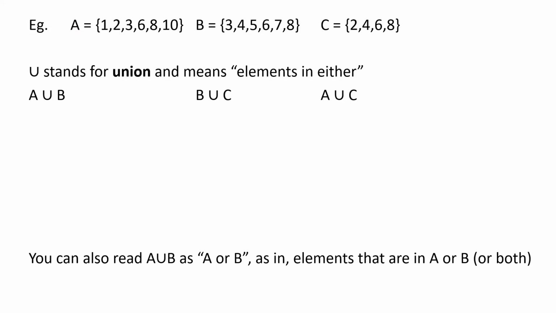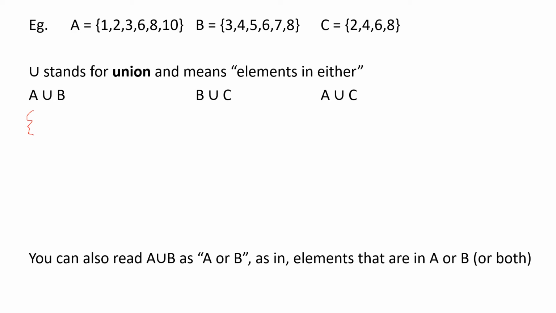The second important bit of notation is this symbol. Now this is a union symbol, and it means elements that are in either one of our two sets. So if we were to do A union B, we would want to write down all of the numbers that are in either set or both.